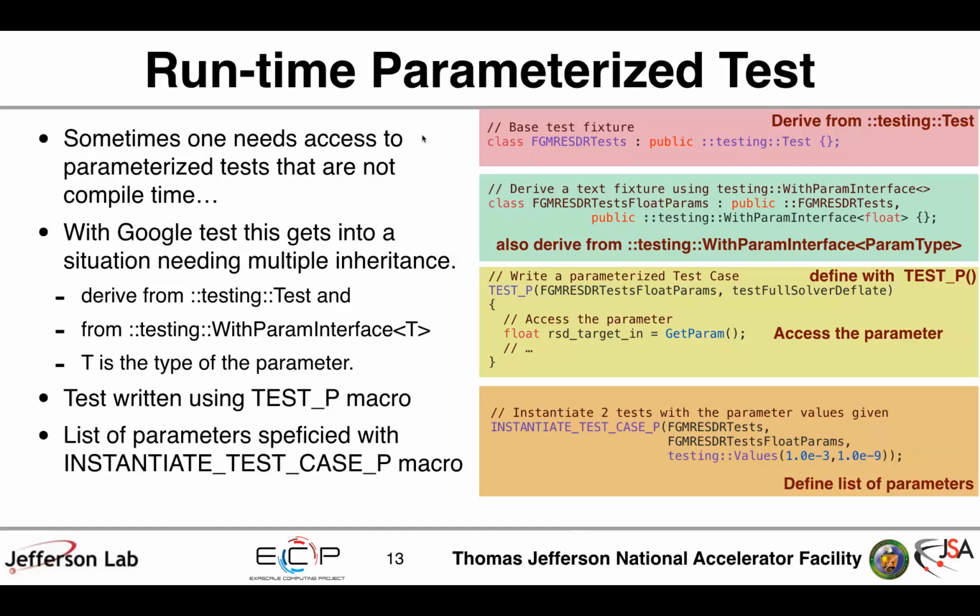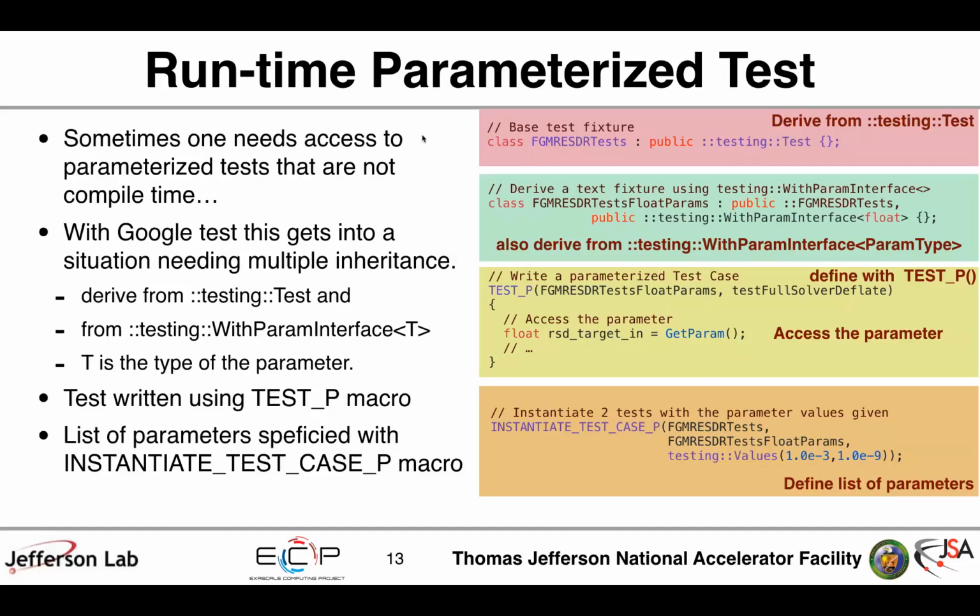In this case, first I derive my test from testing::Test as usual, but I also want to derive it from this WithParamInterface class template. And so this is a bit, in C++, I try to avoid multiple inheritance, but this is how this testing library was designed. So in the green box, I now have a class that can have a parameter, which is a floating point type.